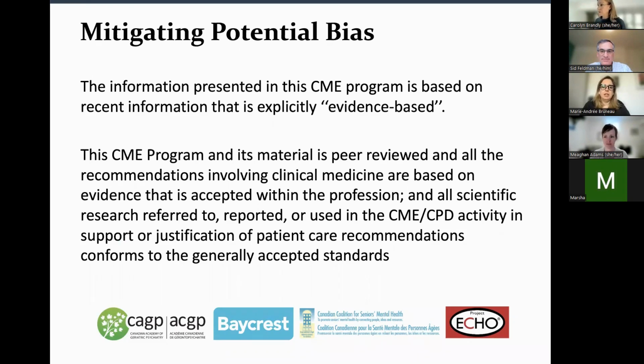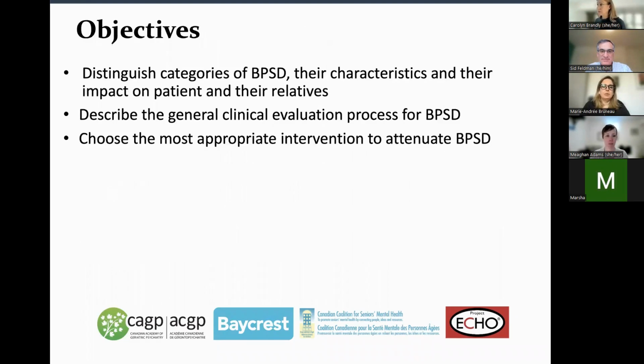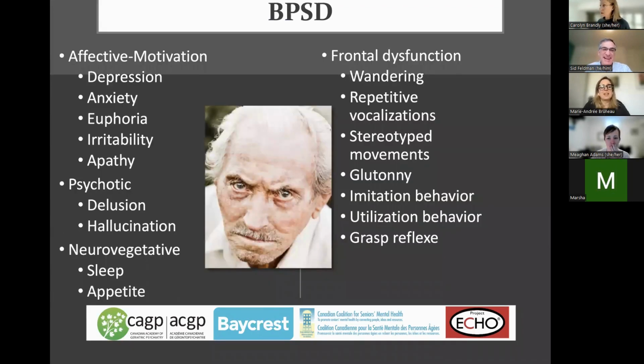Again, mitigating potential bias. So today, we're going to talk about some objectives. First, distinguish categories of BPSD, their characteristics and their impact on patients and their relatives. Try to describe the general clinical evaluation process for BPSD and choose the most appropriate intervention to treat BPSD. So in 20 minutes, I should go over all those topics.